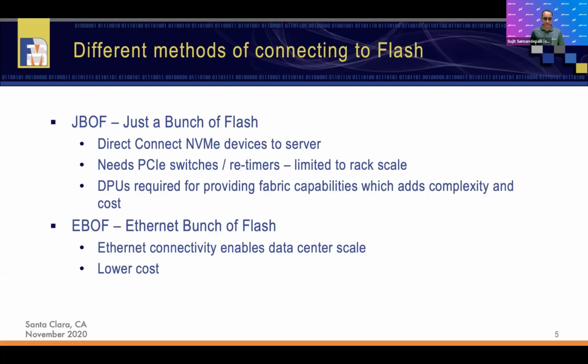In the case of a JBOF, the NVMe to NVMe over Fabric conversion takes place at the shelf level using one or more data processing units. Whereas in an EBOF, the bridging is usually done at the SSD controller itself, or the SSD carrier, or the enclosure.